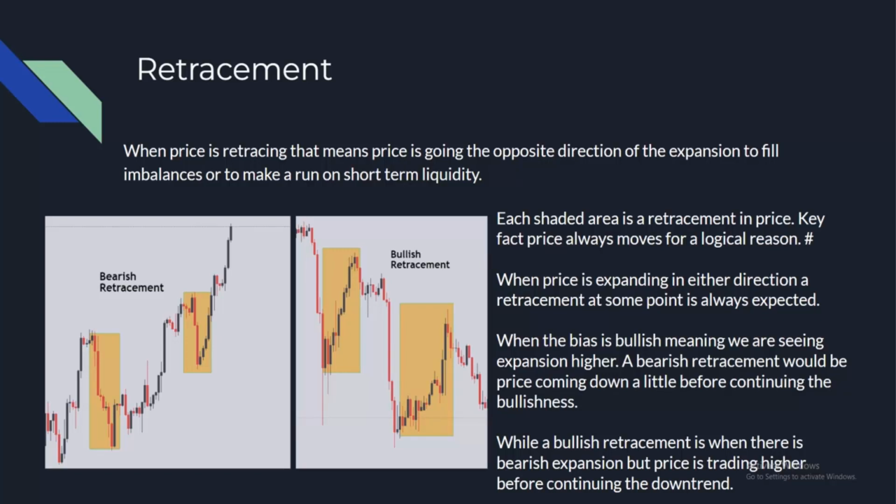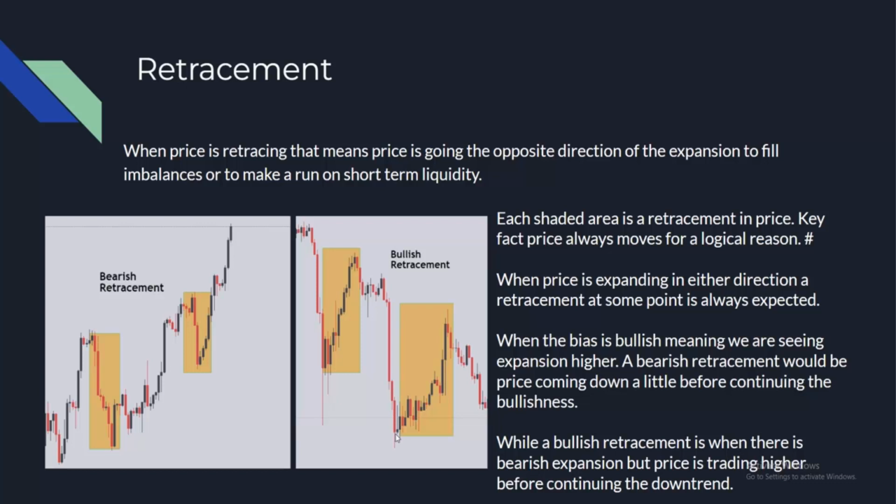It has to take out liquidity before making a move, or if there's an imbalance, price has to go to fill it up before continuing with the movement. So when price is expanding in either direction, a retracement at some point is always expected. So let's say price is going all the way down like this, and you're thinking to yourself, oh my god, the market's crashing, let me get short here.